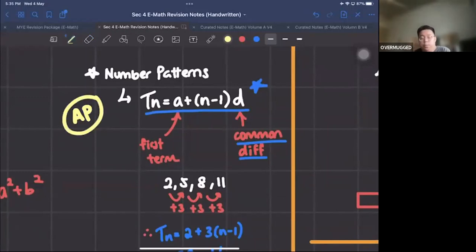Now, unfortunately, for all the other patterns, like those with different differences, there is no fixed formula. You do need to go and brute force the answer out in exams. Okay.